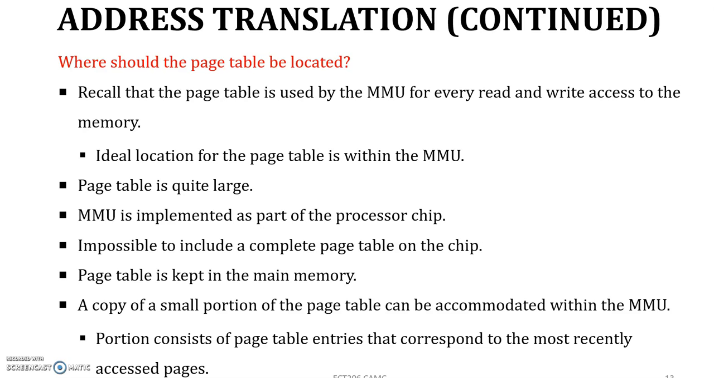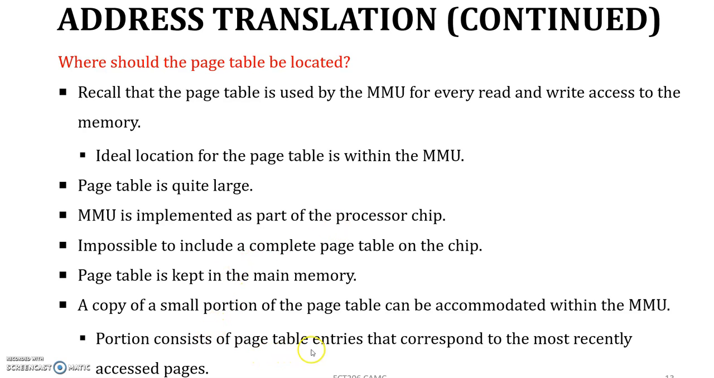This MMU unit is a part of the processor chip. So to include this larger page table in the MMU is not possible. So the page table will be kept in the main memory. The page table is not kept in the memory management unit, but it is placed in the main memory. A copy or a small portion of the page table can be accommodated within the MMU.